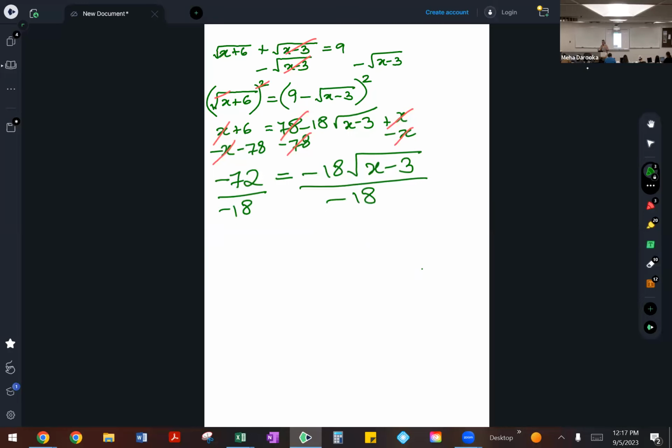I'm probably gonna regret writing that big. But after the little mess I had, 72 divided by 18, well, of course, two negatives become positive. 4. I'm trusting your math on that. Can somebody else verify? I don't really trust. Sorry.